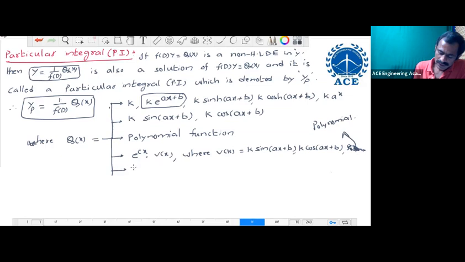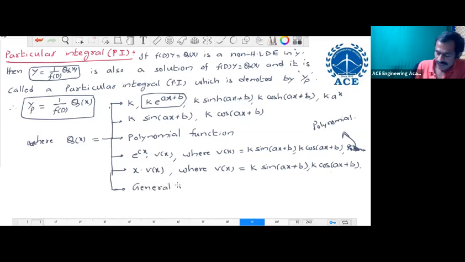The other case is a product of two functions, that is x into v of x, where v of x equals k into sine or cos. That's it. Only for these functions do we have the shortcut methods for the evaluation of 1 by f of D of q of x. For other functions, we use the general method.